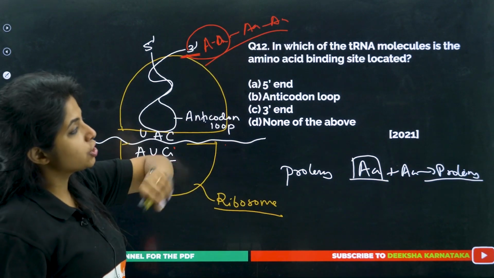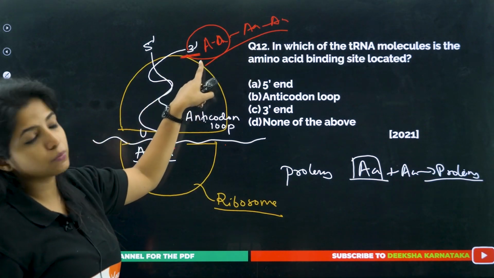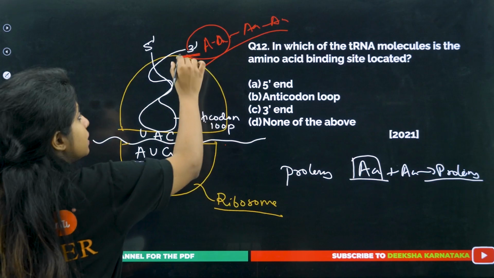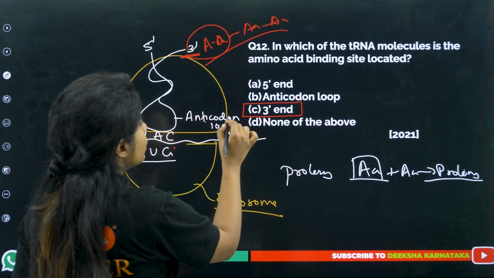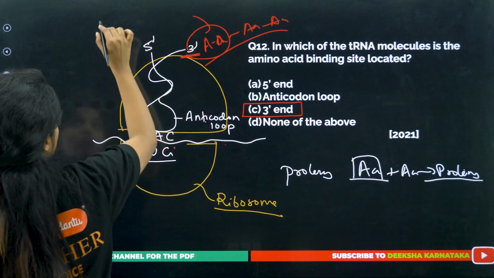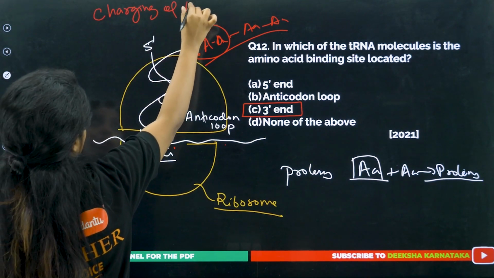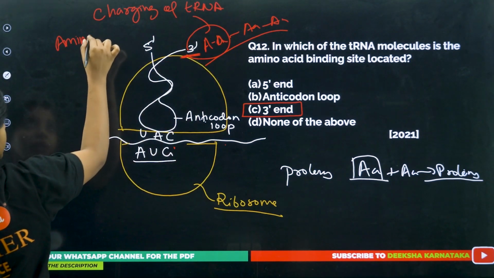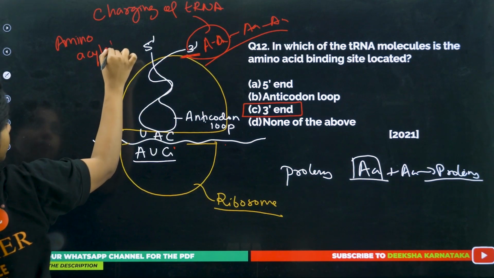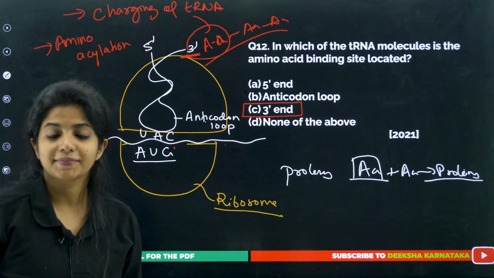Okay, so at what position in the tRNA molecule is the amino acid binding site located? It is the 3' end. Please remember, it is the 3' end. And what do you call this process? You call it charging of tRNA, or you call it aminoacylation. It's very much important, okay? What do you call it? Aminoacylation, or charging of tRNA.